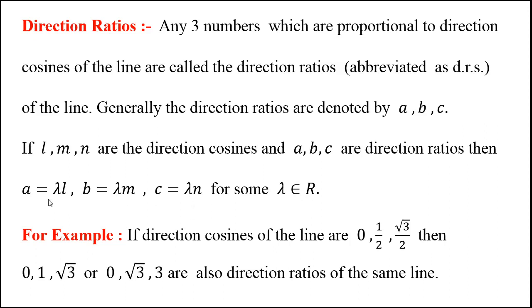So can I take lambda is equal to 2? Yes, yes. So if l, m, n are direction cosines, 2l, 2m, 2n are direction ratios. Can I take lambda is equal to -3? Yes, you can take. Can I take lambda is equal to 0? No, no, no, no. Some non-zero real number. Okay. Can I take lambda is equal to 1? Yes. If I take lambda is equal to 1, then a, b, c will be equal to l, m, n.